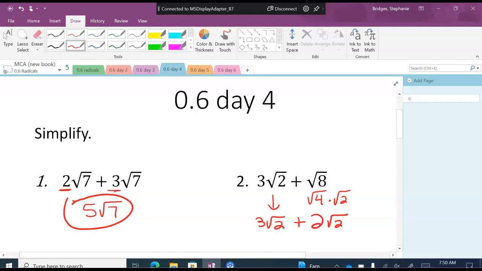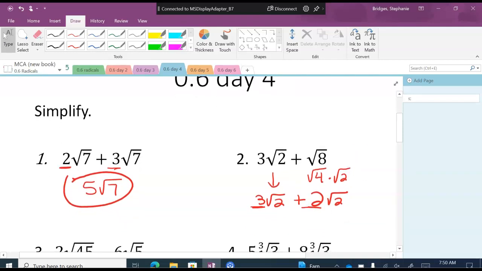Are they the same now? Yes. So now we can just add. Again, we're just adding the coefficients. What is 3 plus 2? 5. And that square root of 2 is going to stay the same. So my final answer would be 5 square roots of 2.